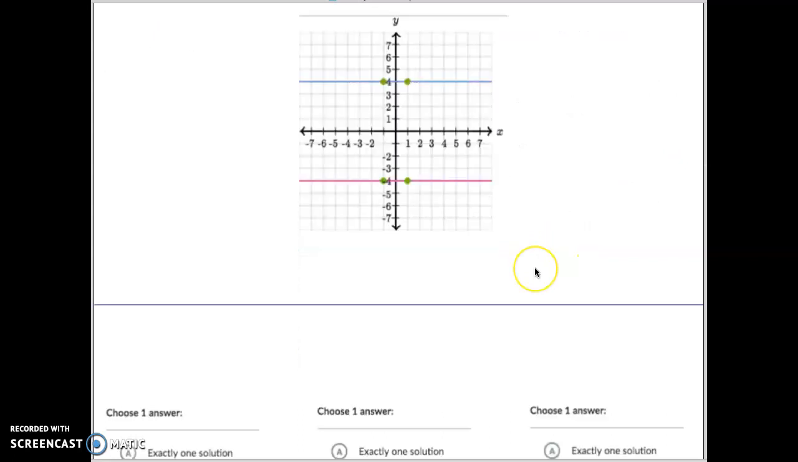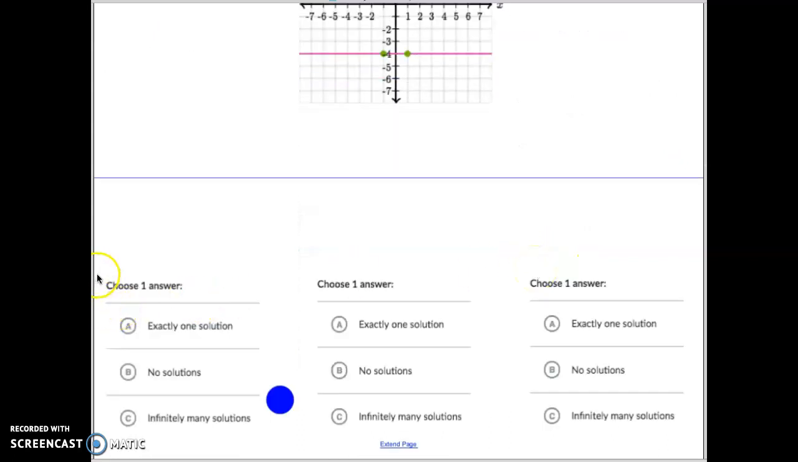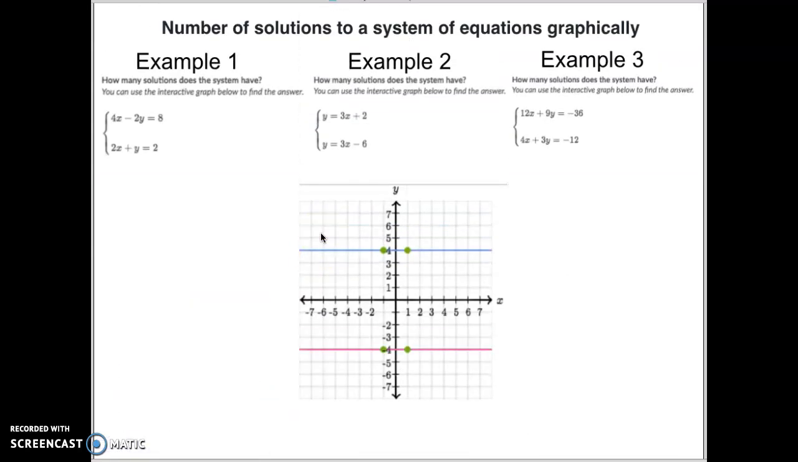There's 3 different answers you're going to get on this one. One of them will be exactly one solution, one will be no solution, and one will be infinite solutions. So I want you to be able to see what that looks like graphing wise. So I have one of each on there.